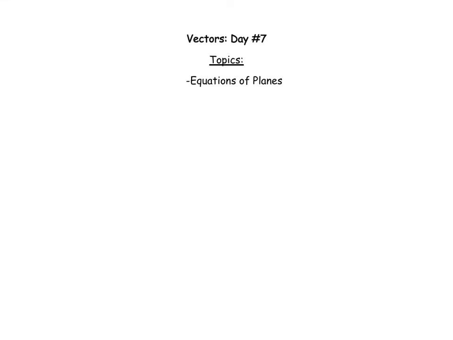This is HLAA, Vectors, day number 7, Equations of Planes. Some very typical ways to name a plane. Before we get into this, let's say we have a surface here. Typical ways to name this plane are pi k, right, using some integer value, right?